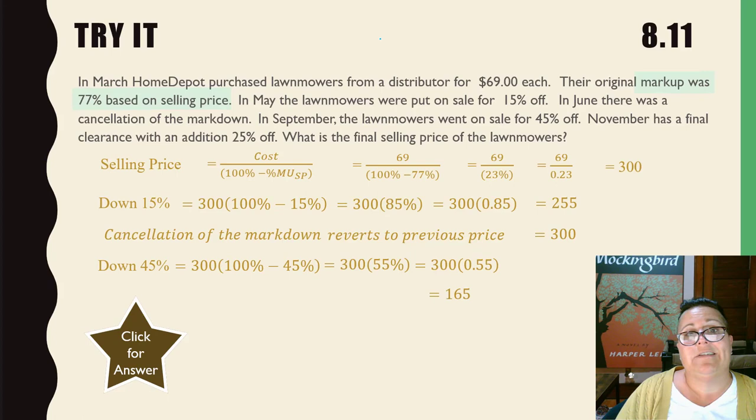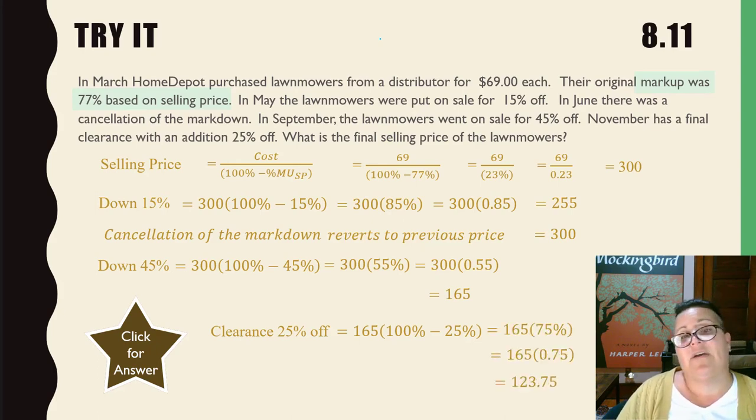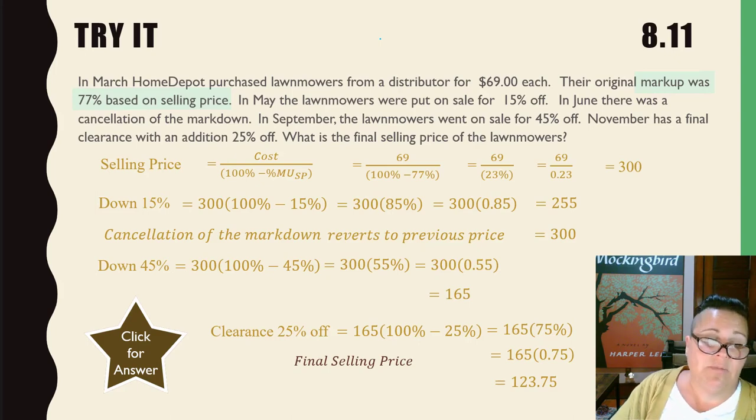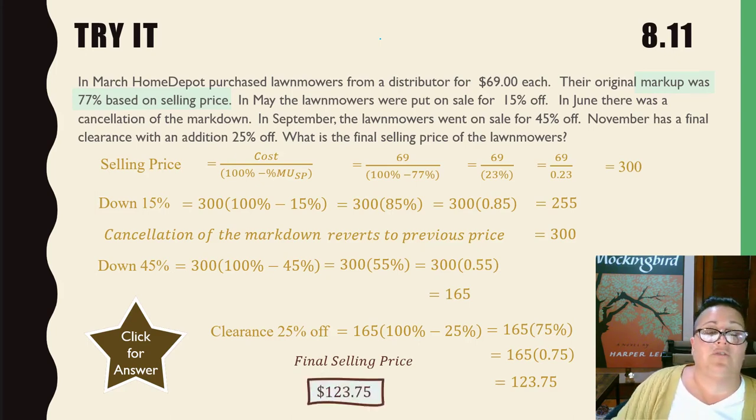So from $165, in order to move the lawnmowers out, probably to make room for the snow blowers, we're going to take an additional 25% off. So that means they're going to have to pay 75% of the $165. 75% of $165 is $123.75, which gives us a final selling price of $123.75.